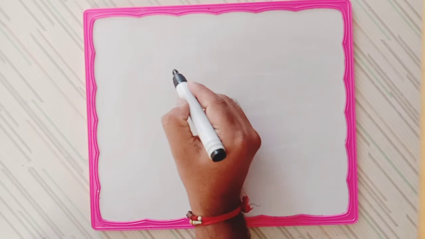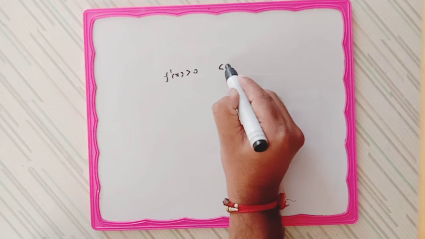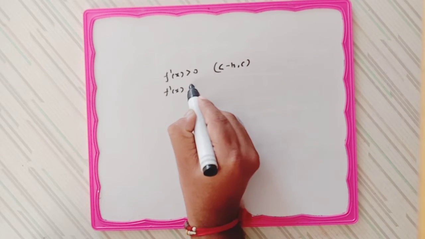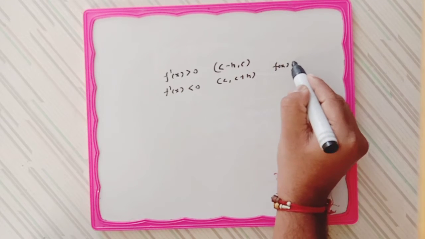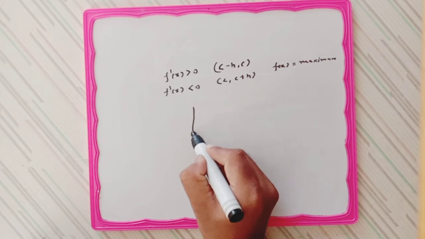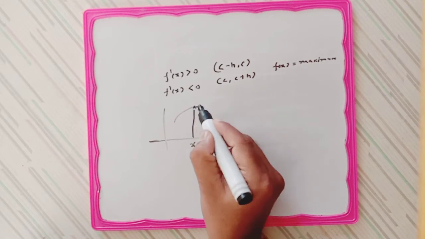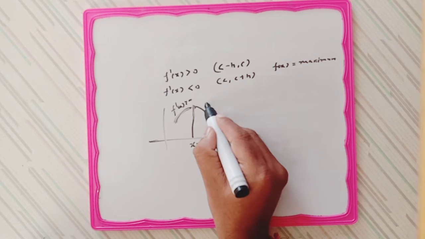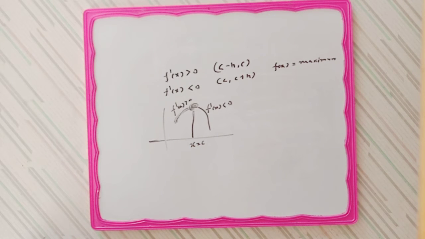So through this we have studied that if f dash x is greater than 0 in c minus h to c, and f dash x is less than 0 in c to c plus h, then f(x) has the maximum value at x equals c. On the left side f dash x is greater than 0, and on the right side f dash x becomes less than 0, so at x equals c we have the maximum value.